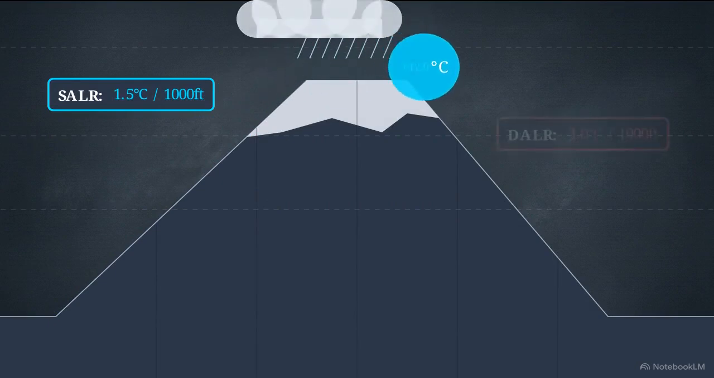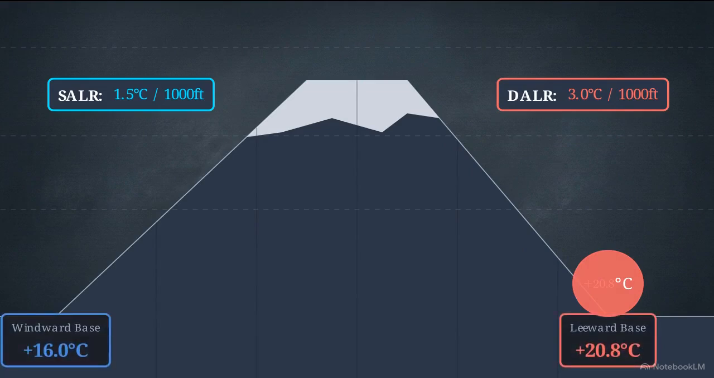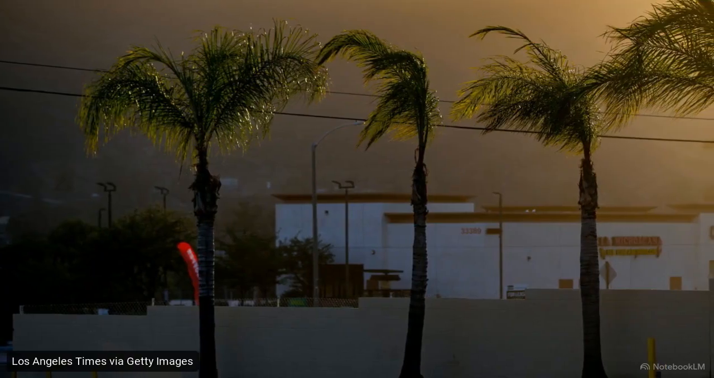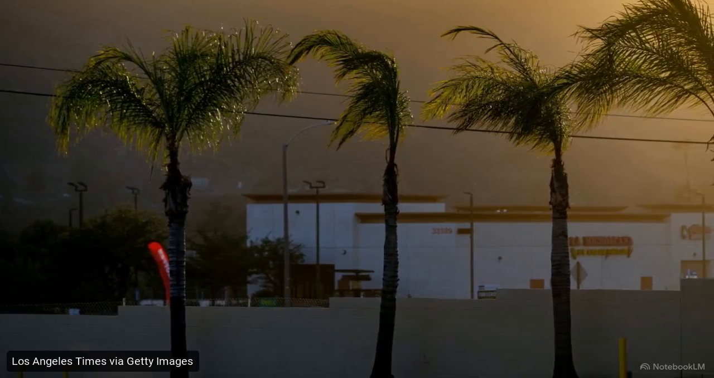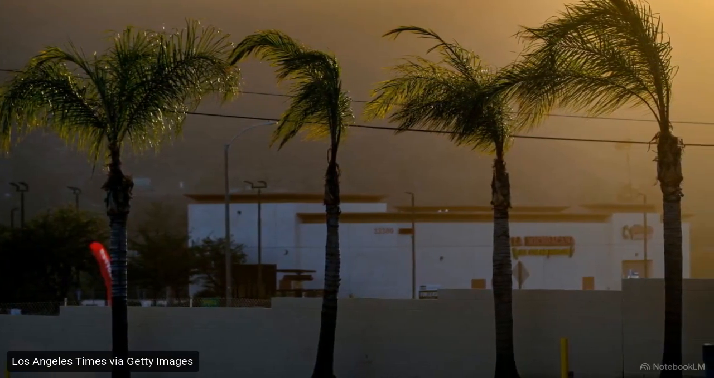As it descends the leeward slope, it compresses and warms at the much faster dry adiabatic lapse rate of 3 degrees Celsius per 1,000 feet. The net result is a distinct aviation hazard, a severe, highly localized downslope wind that's significantly warmer and drier than air on the windward side.